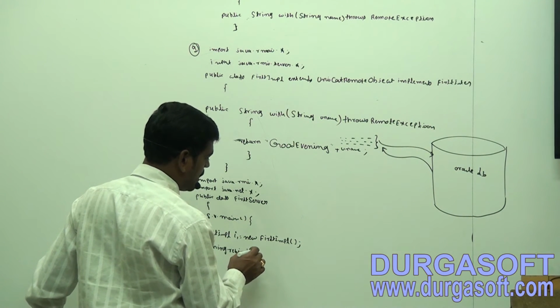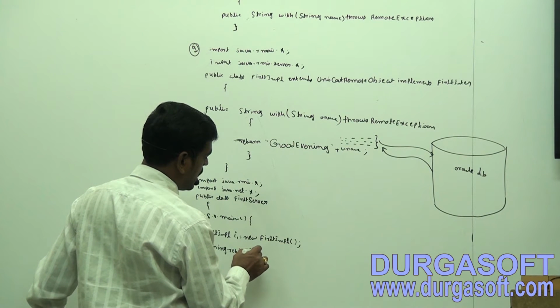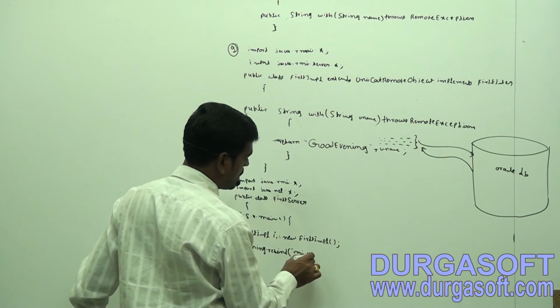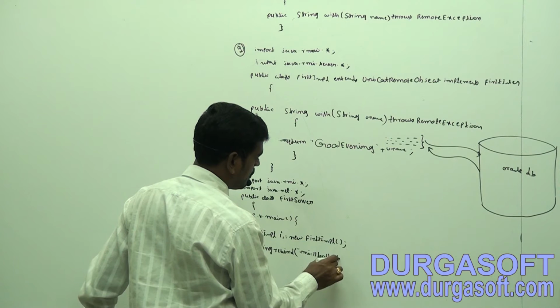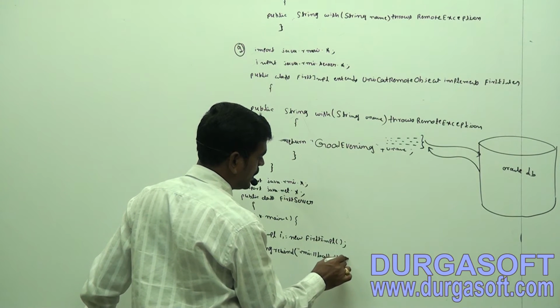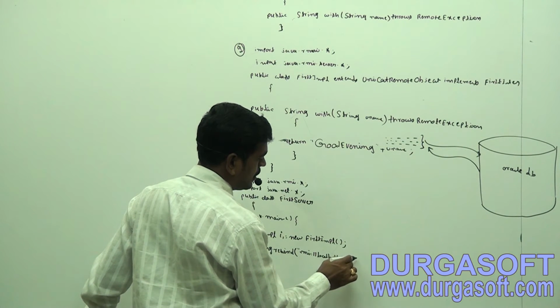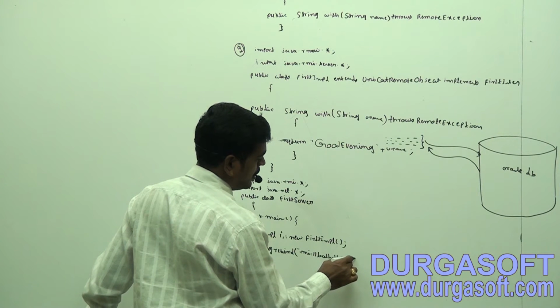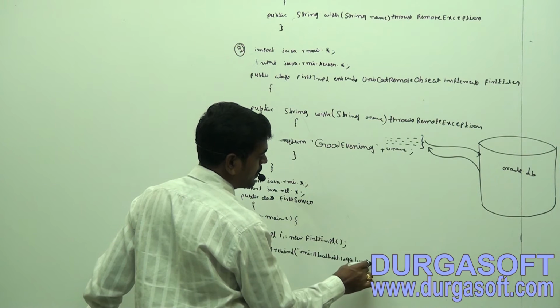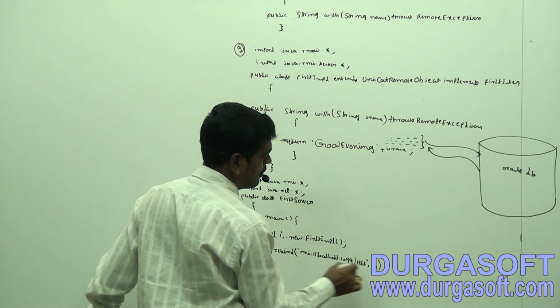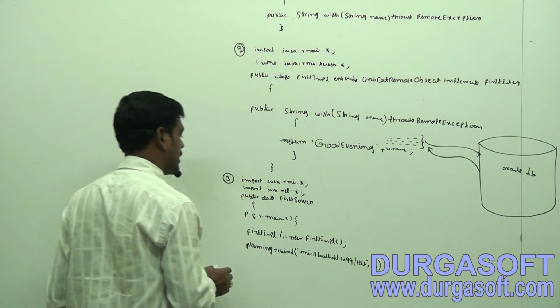So now what is that URL? rmi colon double slash localhost colon 1099 slash test. URL pattern is what? Test. Now i1, this object I am passing here.